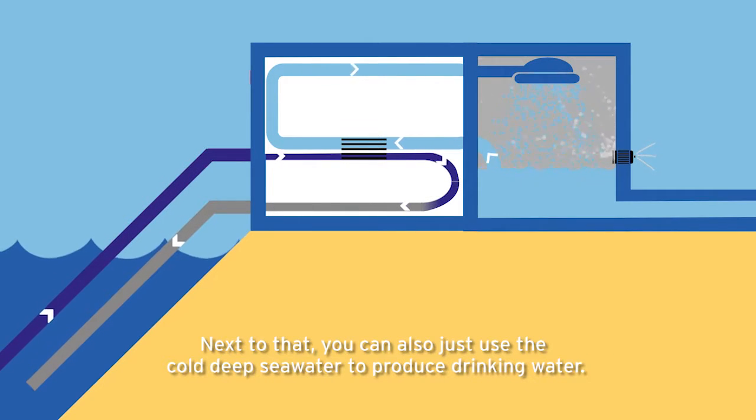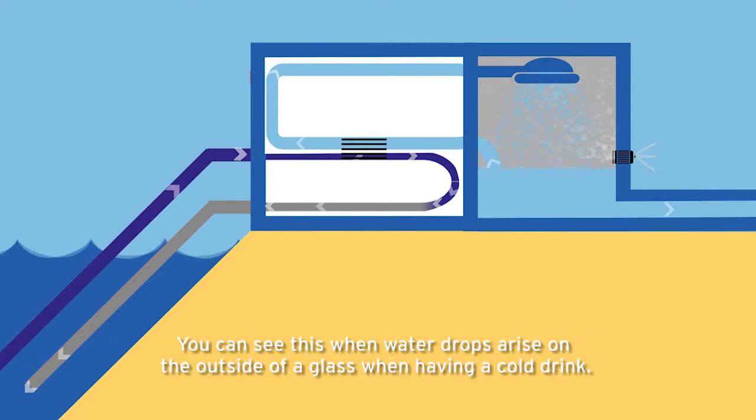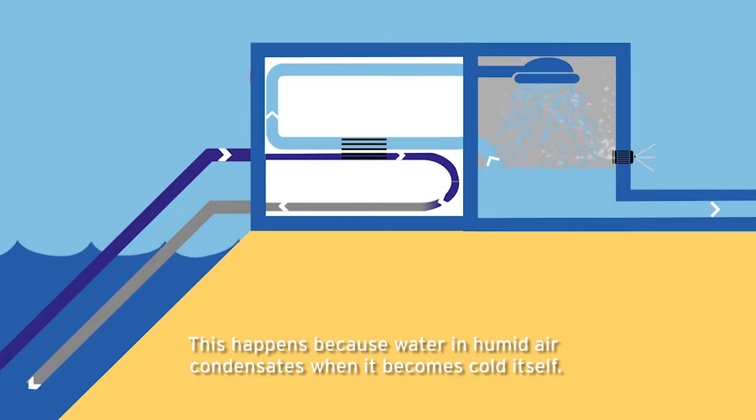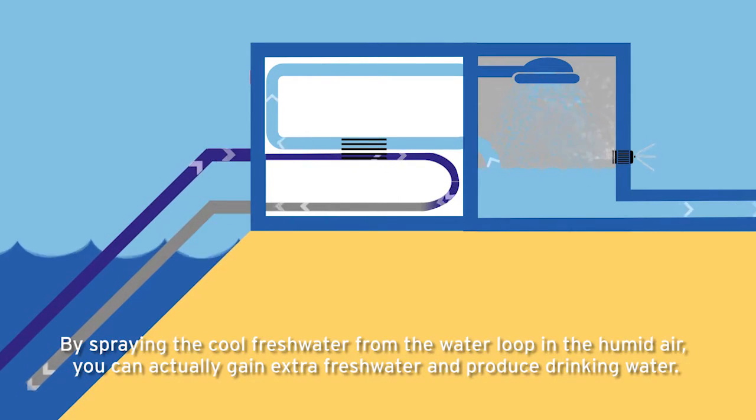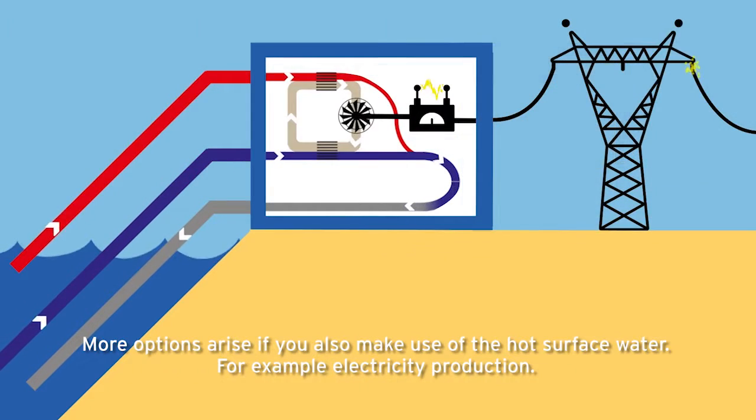Next to that, you can also just use the cold deep sea water to produce drinking water. In most tropical countries, the hot air has a high humidity, way higher than cold air. You can see this when water drops appear on the outside of a glass when having a cold drink. This happens because humid air condenses when it becomes cold itself. By spraying the cool fresh water from the water loop in the humid air, you can actually gain extra fresh water and produce drinking water. This is called dehumidification.